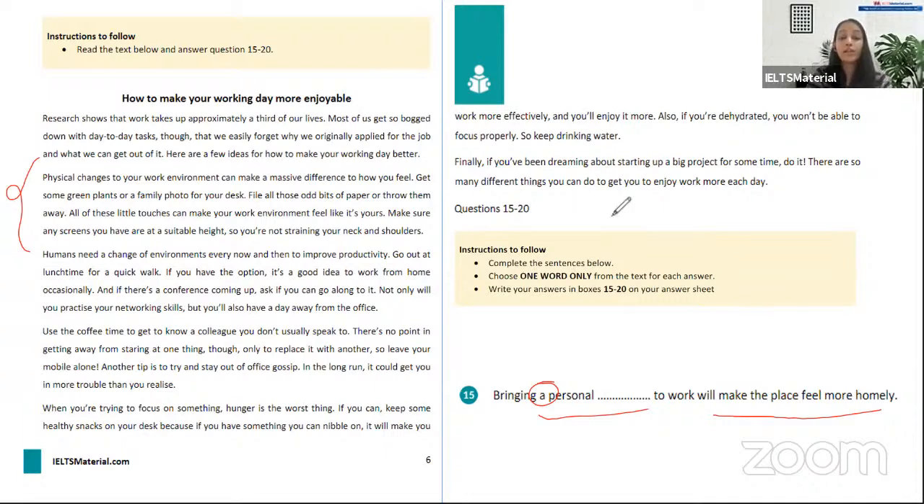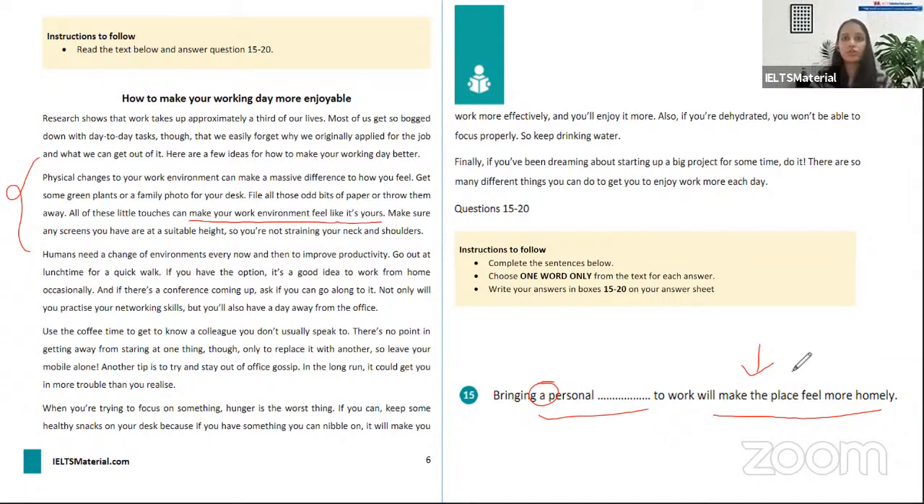So time management is the key. So we are going to solve now. We can't take much more time than this. All right. So let's find the keywords. So here we can see, can make your work environment feel like it's yours, right? This is our first keyword. Now, what do we bring, right?